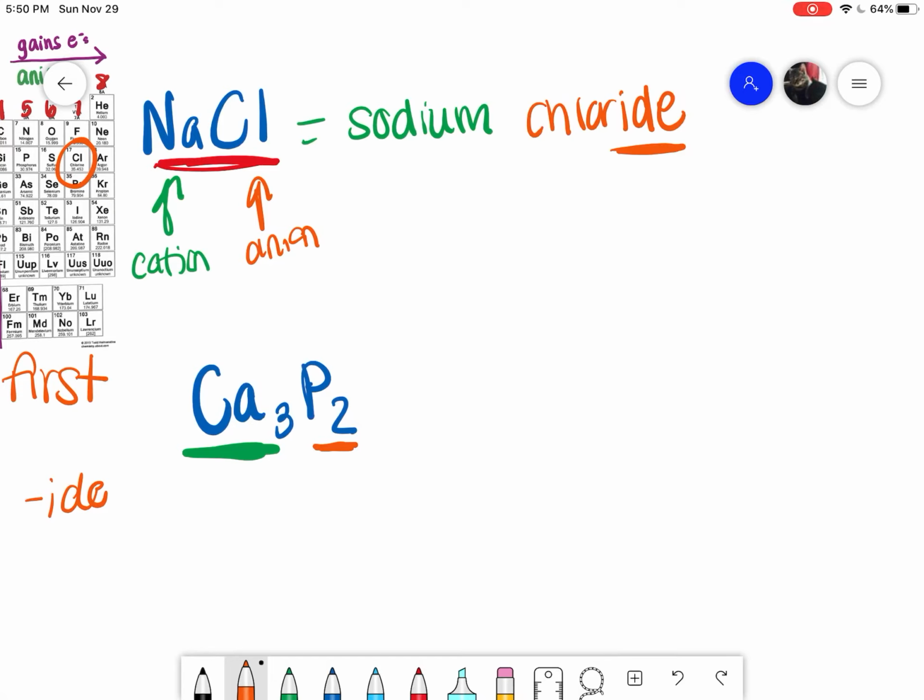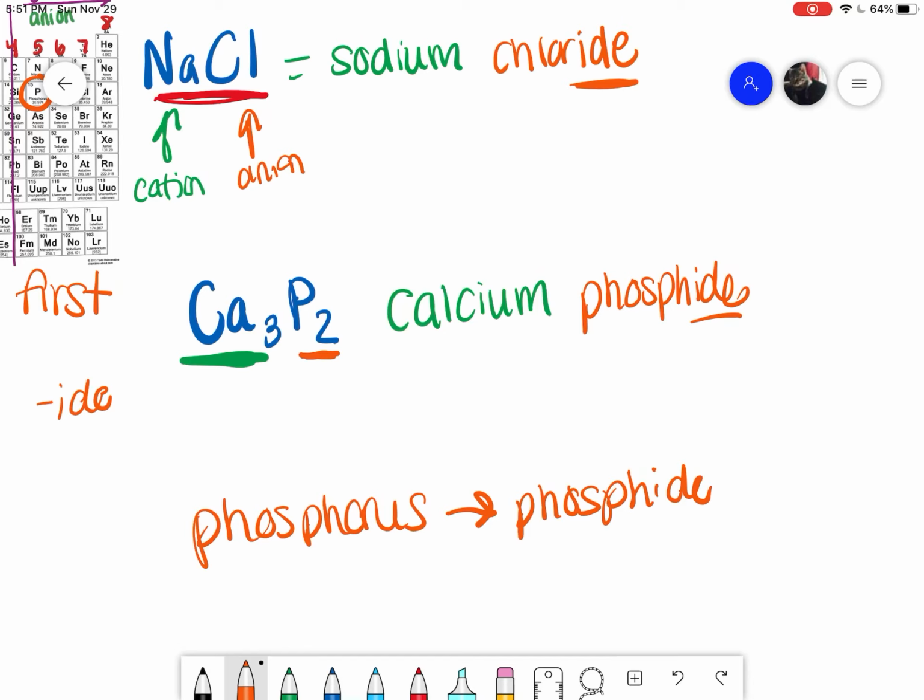So Ca is calcium. P is phosphorus, but with the IDE ending, it's going to be phosphide. And there is a chart with all of the endings in our Schoology page. So our name for Ca3P2 is calcium phosphide.